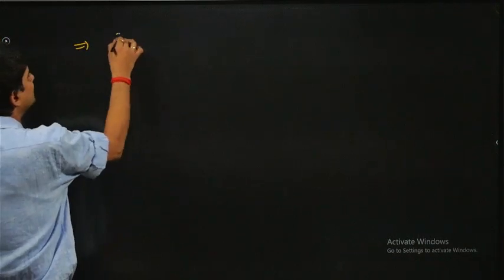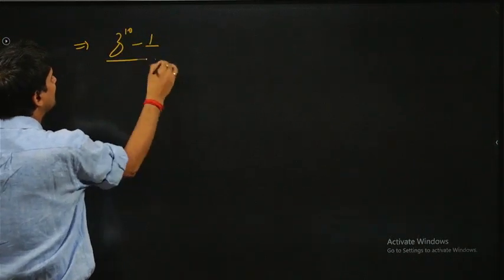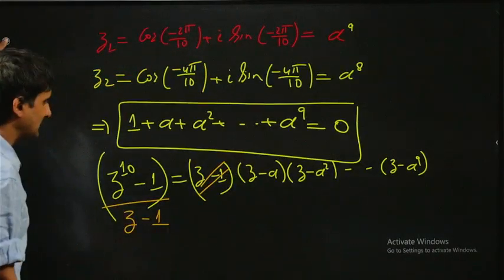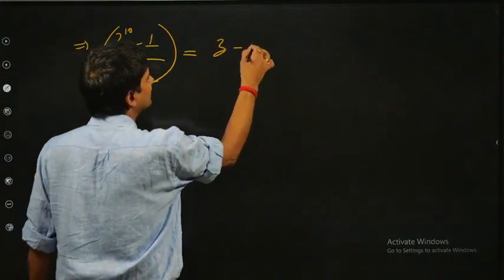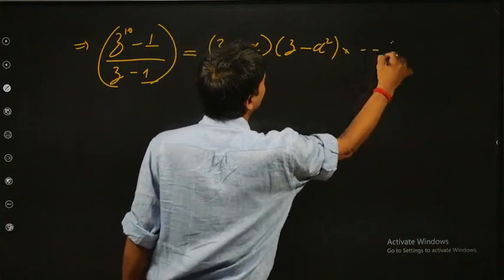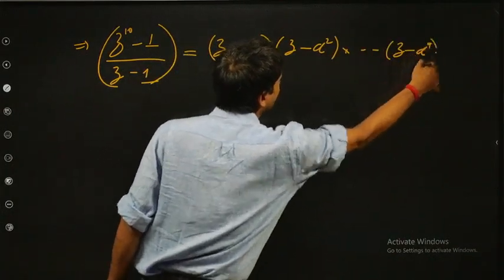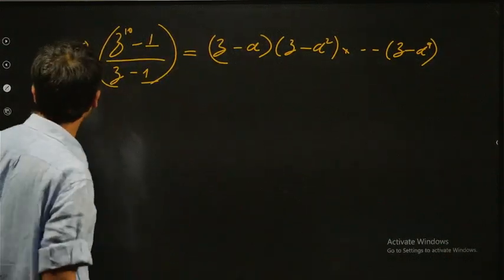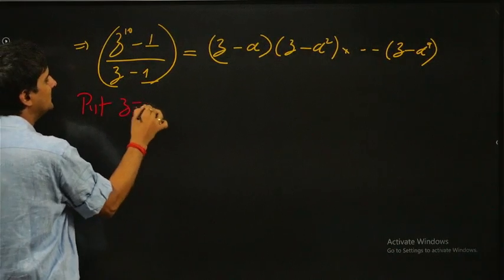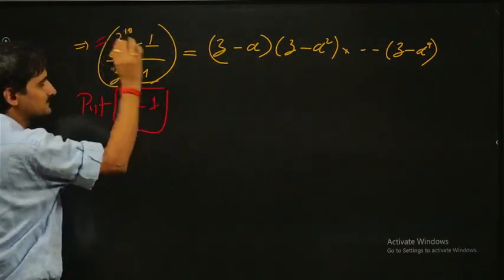So we have (z raised to the power 10 minus 1) upon (z minus 1), and we have already discussed this earlier also, I think. So it's (z minus z1, which is alpha), (z minus z2, which is alpha square), and so on, (z minus alpha raised to the power 9). If you compare it with the expression whose value we want, we can see that we have to put z is equal to 1. Now look at this expression.